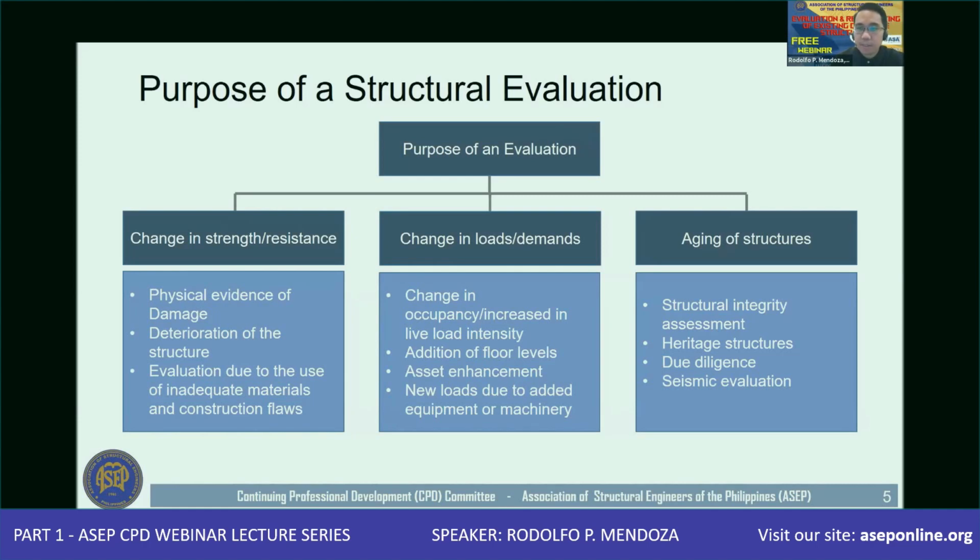Or we also conduct structural evaluation when there is a recognized aging in the structure. Now, under these categories, we can actually define in detail what are the reasons behind this change in strength, change in loads, and aging in structures. So starting with the structural evaluation that is triggered by what we call a change in resistance or change in strength.